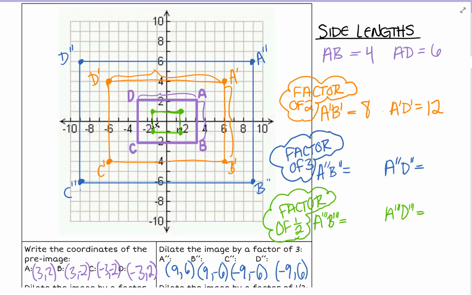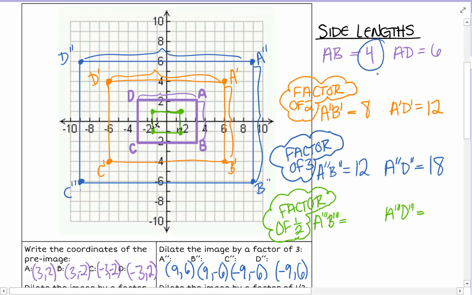The orange rectangle was dilated by a factor of 2, and look at those side lengths. 4 times 2 is 8. 6 times 2 is 12. Ooh, I wonder what the side lengths of the blue rectangle are. Go ahead and count. That's right, they're 12 and 18. 4 times 3 is 12. 6 times 3 is 18.